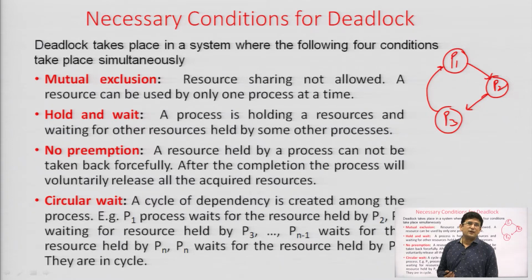The resource request of any of these processes cannot be satisfied. They are in the dependency. So, this condition is the cyclic wait. So, if all these 4 conditions happen at the same time, we will say that the deadlock is there in the system.